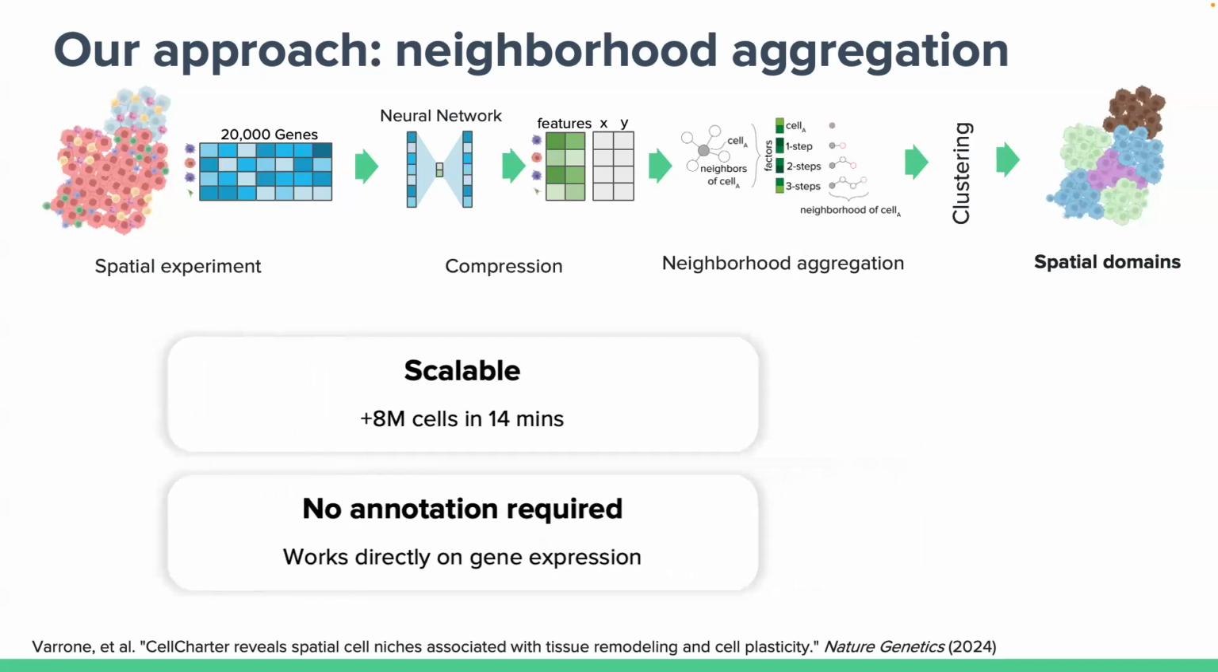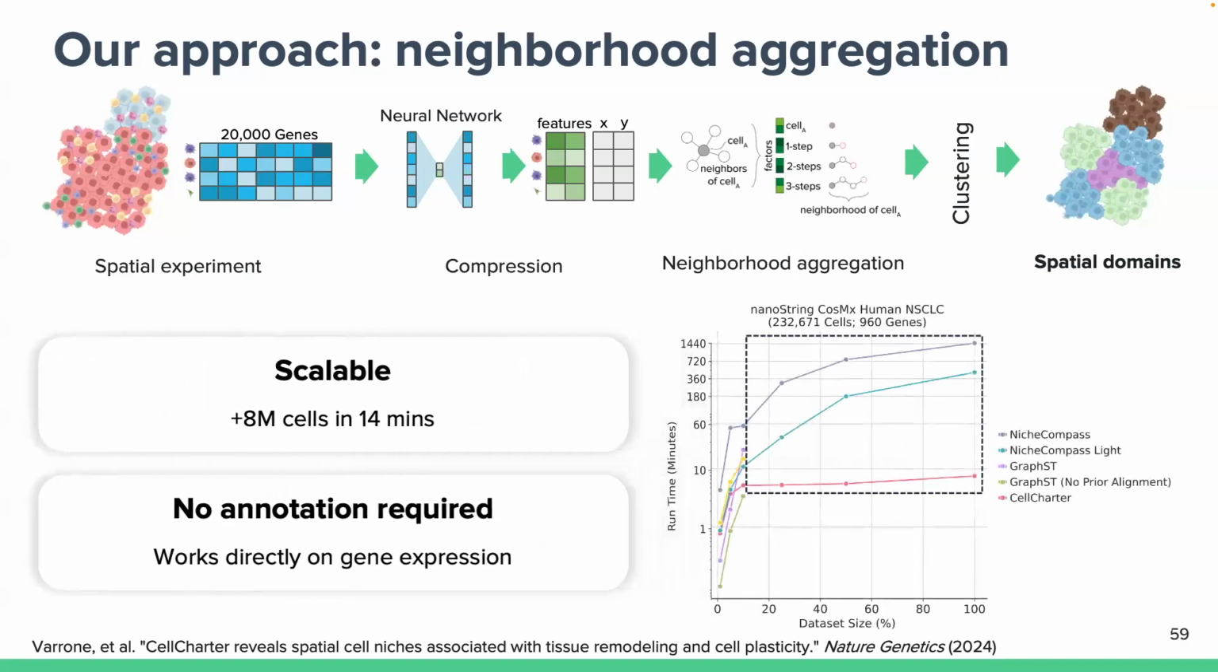And this, for example, is a figure from, not our paper, but from NicheCompass, which is a more recent method to find spatial domains. We can clearly see that CellCharter scales very well with the dataset size. This is more than 200,000 cells, running in a few minutes compared to other methods that either fail or take longer.